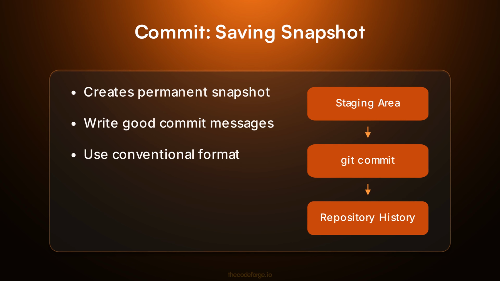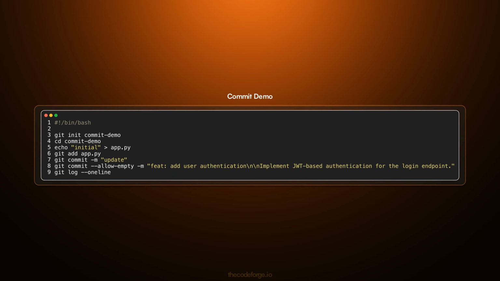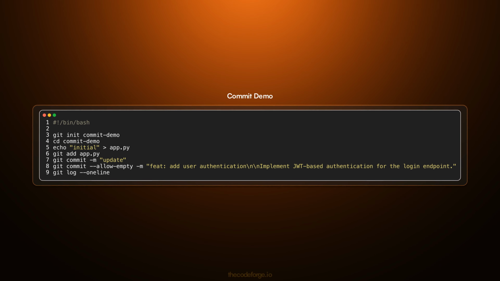Each commit has a unique hash, author, timestamp, and message. Write descriptive messages. Your future self will thank you. Bad commit messages like "update" are useless. Use conventional commits for clarity.